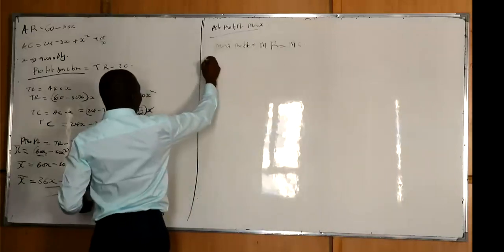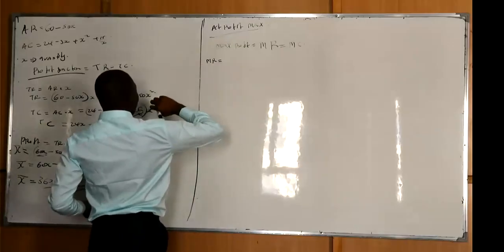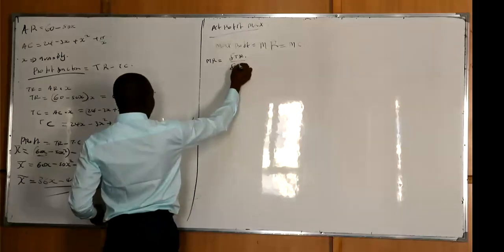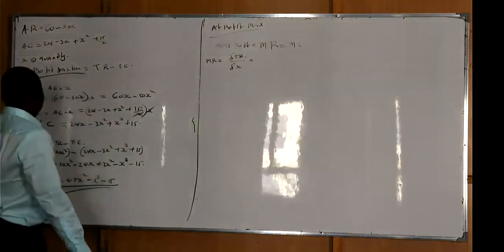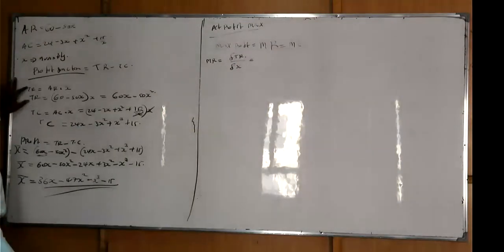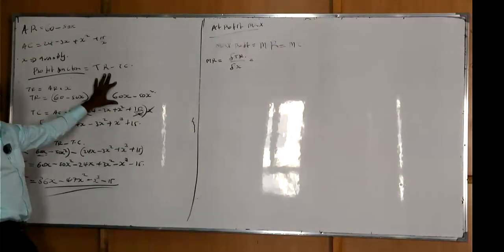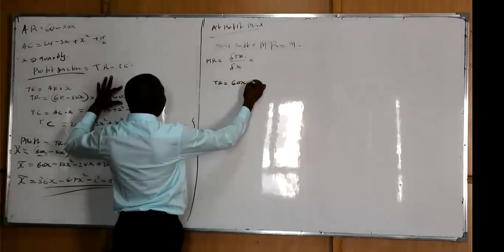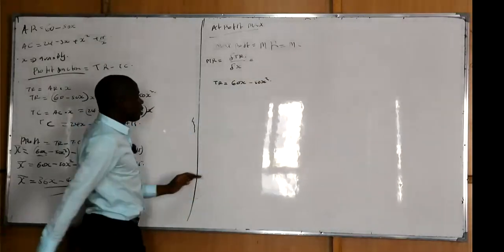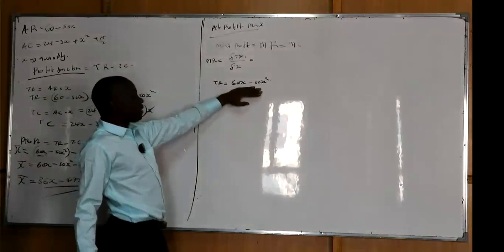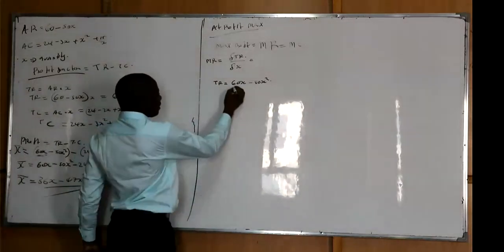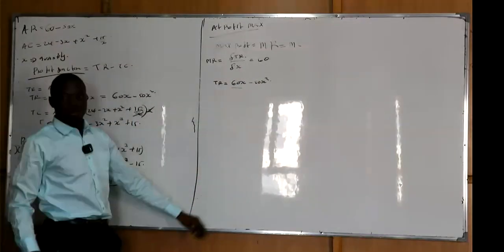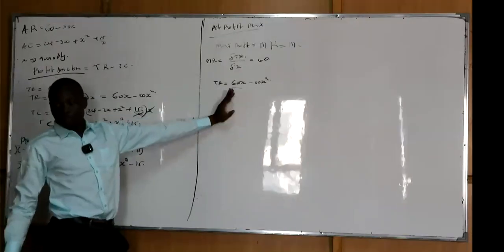So to get the marginal revenue, you differentiate the total revenue with respect to x. Our total revenue function was 60x minus 50x squared. To differentiate this equation, when we differentiate 60x, it will be 60, right?